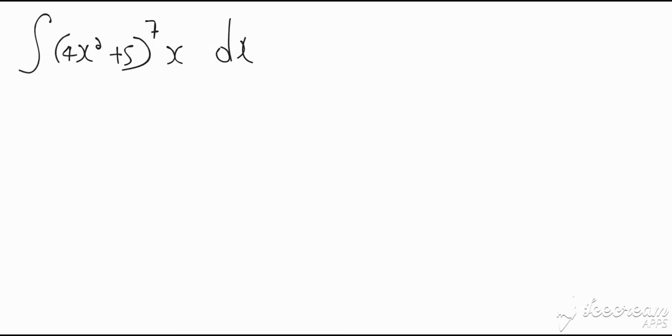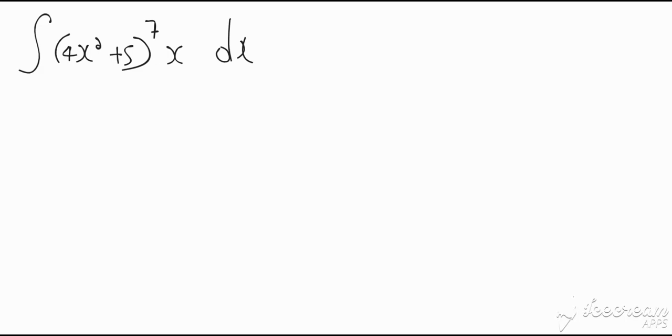Now, sometimes the questions are not as refined as we want them to be. Because if I look inside of my bracket, we have 4x squared plus 5 raised to the 7. But what happens when you differentiate 4x squared plus 5? What you get is 8x. Now, outside of the bracket, I have just x. That is no problem, because bear in mind it is legal for you to multiply an integral by a constant.